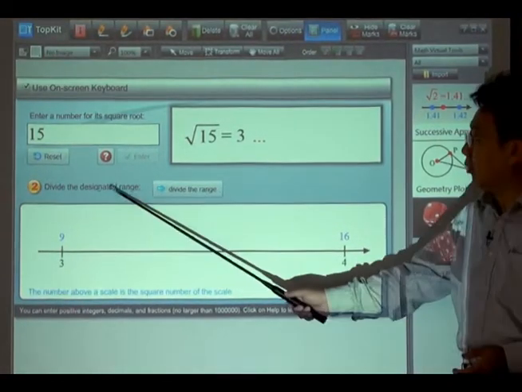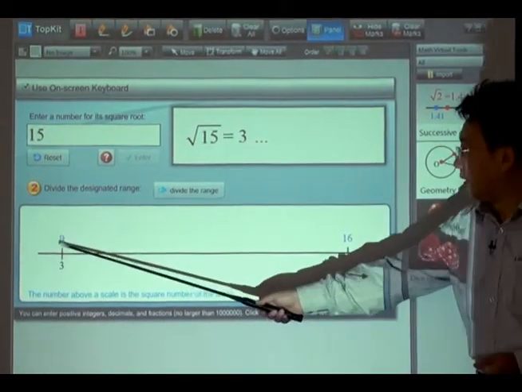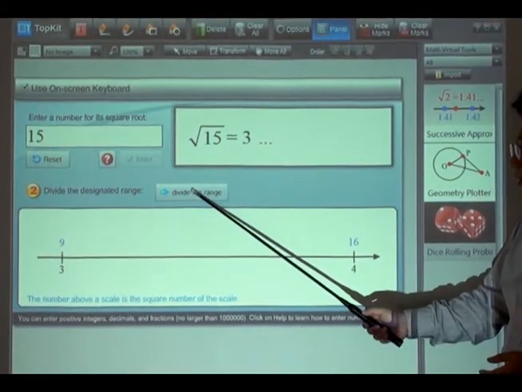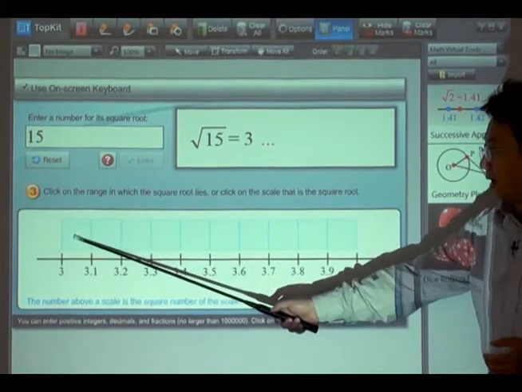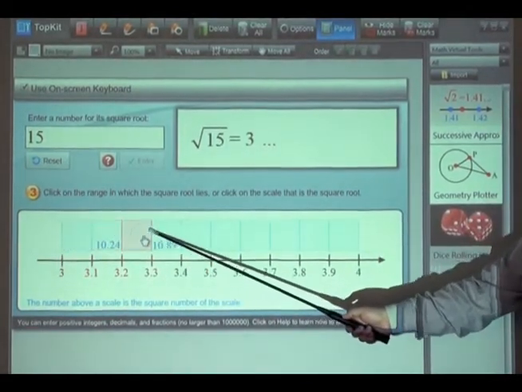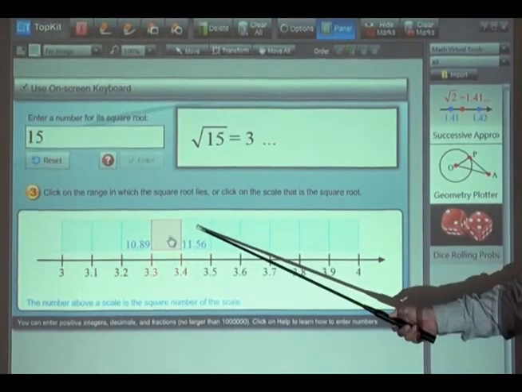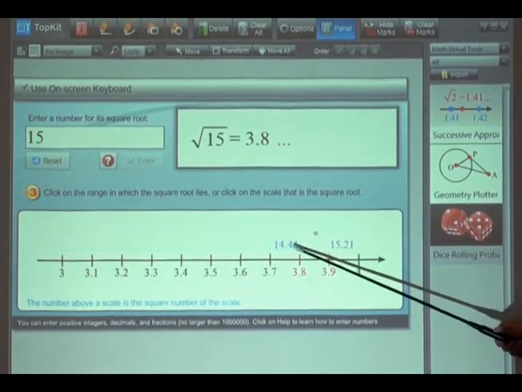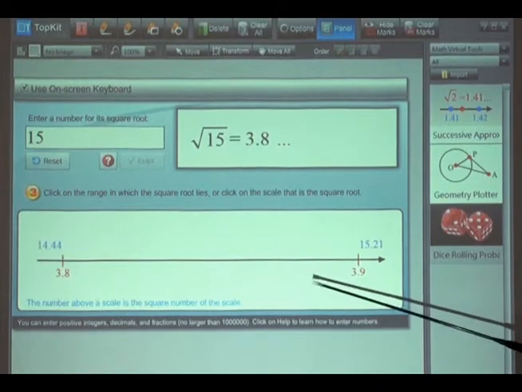For calculation 2 of the successive approximation method, we can see that the square root of 15 is between 3 and 4. Let's divide the range into 10 equal parts and look at each range to find in which part the square root lies. We can see that it lies between 3.8 and 3.9.